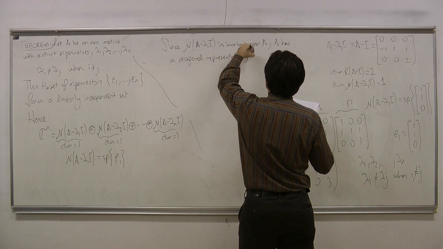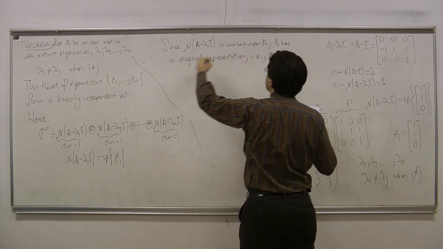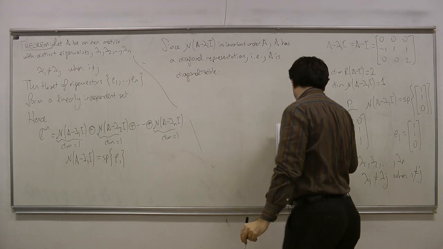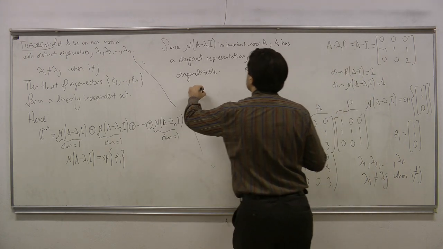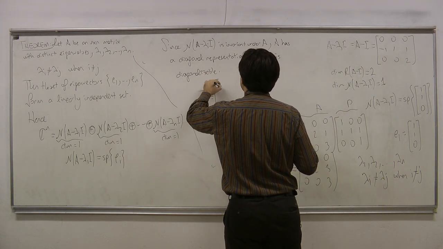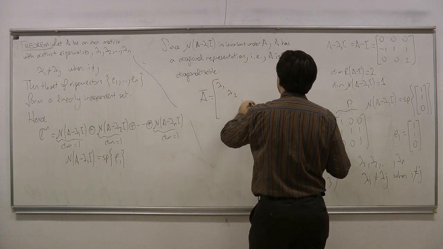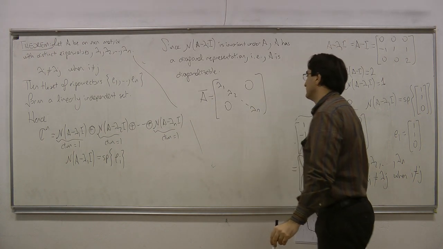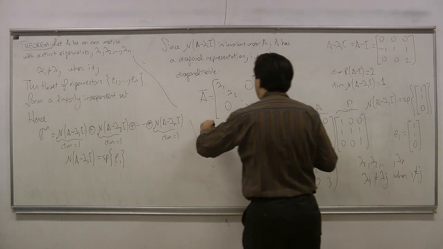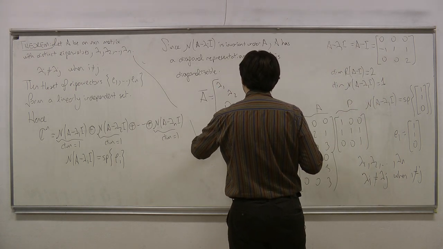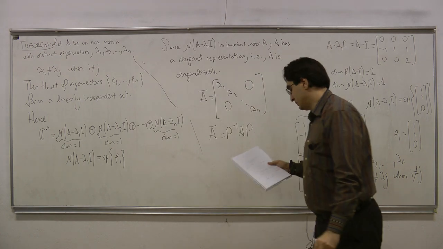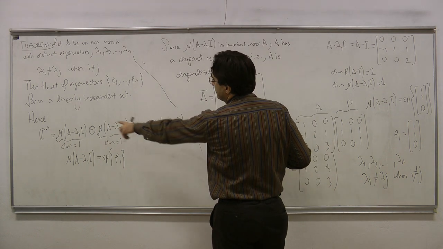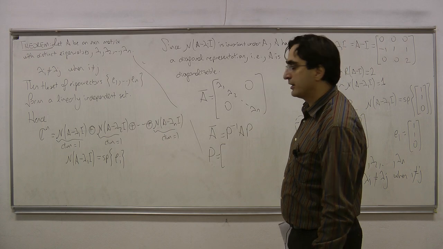Okay? But this means that A is diagonalizable. And this new representation A bar is diagonal, and it is composed of the eigenvalues on its main diagonal and zero everywhere else. And we know that this A bar is nothing but P inverse AP, our famous formula.